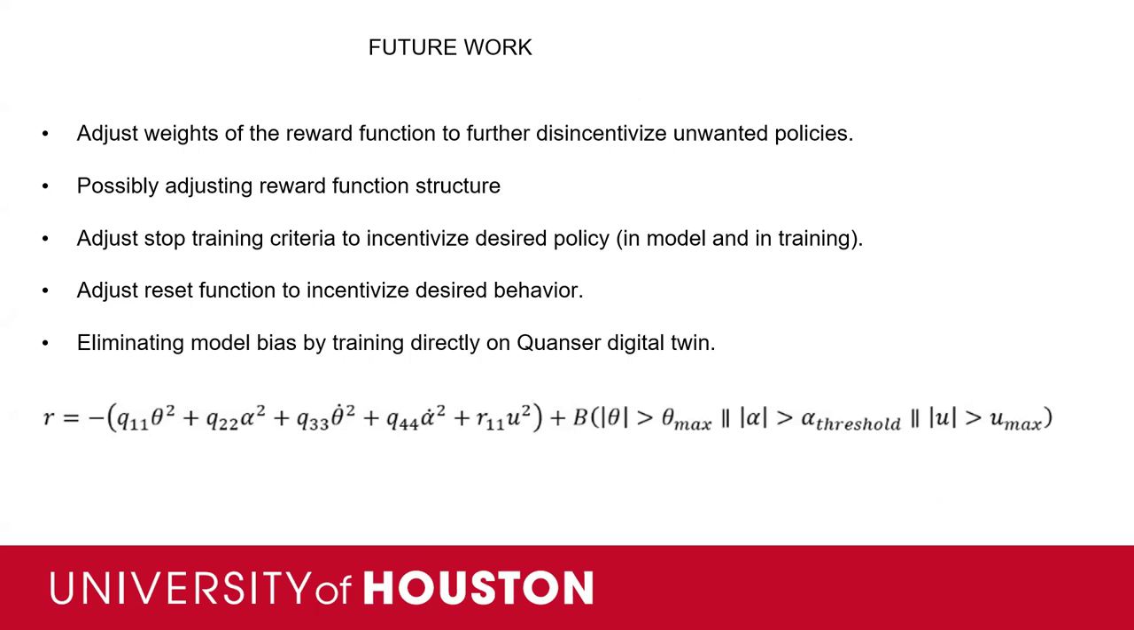This can be done within the simulation and can be done globally, such as the average reward. You can change the value of the average reward where the training stops for the agent and all the episodes are complete. We can also adjust the reset function to work with any of the above to help incentivize that desired behavior. And of course, eliminate model bias by training directly on a Quanser digital twin.